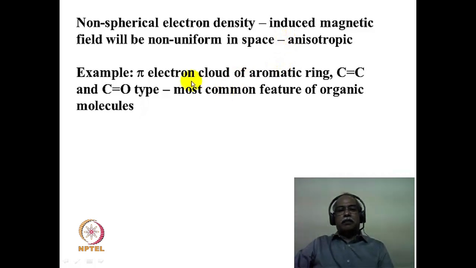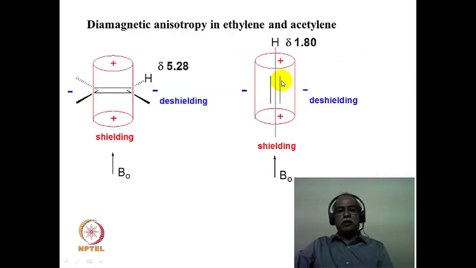Typically, for example, the pi electron cloud of the aromatic or carbon-carbon bond or carbonyl bond does not have a spherical electron density. They have very specific shapes and sizes, and these are the most common features in most organic molecules, and hence the electron density cloud, which is non-spherical in nature in this system, will lead to an anisotropic effect, and we will discuss the anisotropic effect in the next two slides.